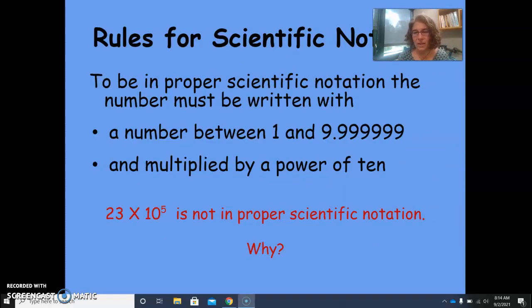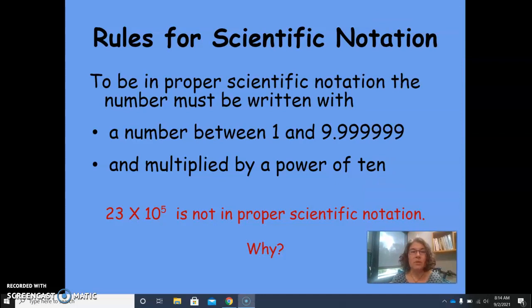So what are the rules for scientific notation? To be in proper scientific notation, the number must be written with a number that starts between 1 and 9.9999999. That number is then multiplied by a power of 10. Down below here, you're going to see a value, 23 times 10 to the 5th. This value is not in proper scientific notation. I'd like you to pause the video for just a second and see if you can identify why.